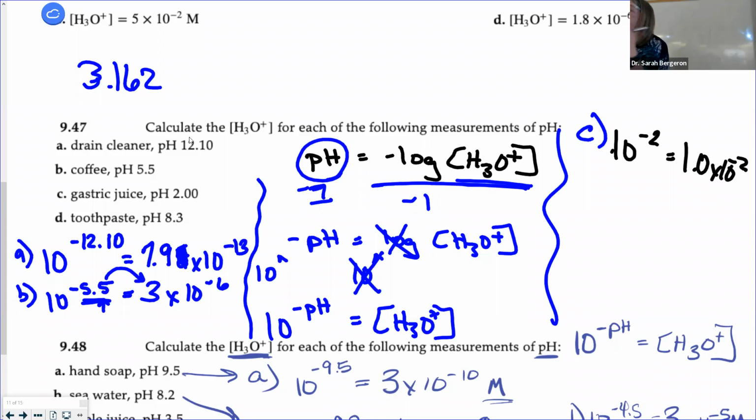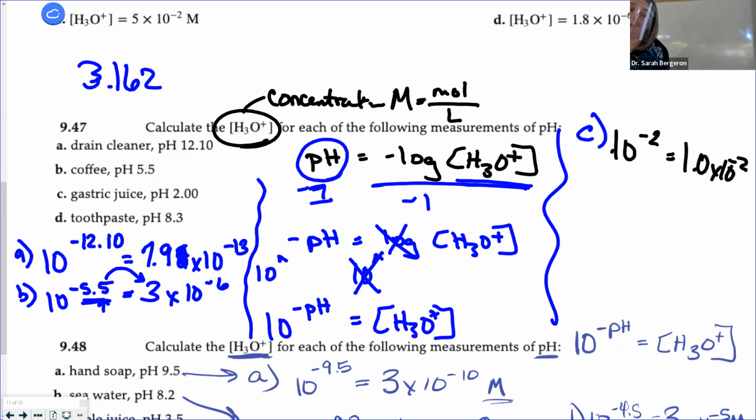Oh, and I was talking about units and we never answered that. What kind of units do I have? What is concentration? What's the unit of concentration? Big M, which is really moles per liter. So these should all be big M. Okay, how about D? 10 raised to the negative 8.3. What do you get? And we're only going one significant figure, so 5 times 10 to the negative 9.